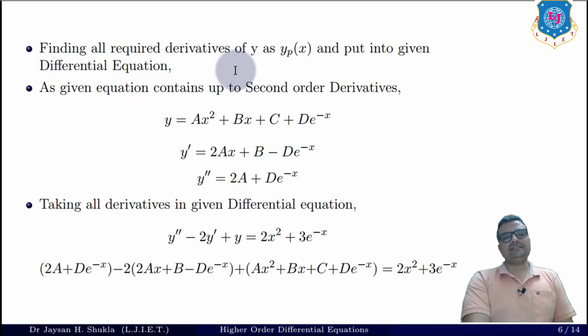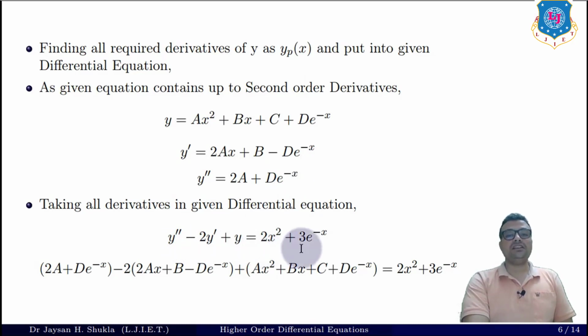Now the process is as usual. I am assuming that yp is a solution of the equation, and therefore I am finding all possible required derivatives. As my equation is of second order, I am taking y dash and y double dash. I am taking the simple derivative of this with respect to x.